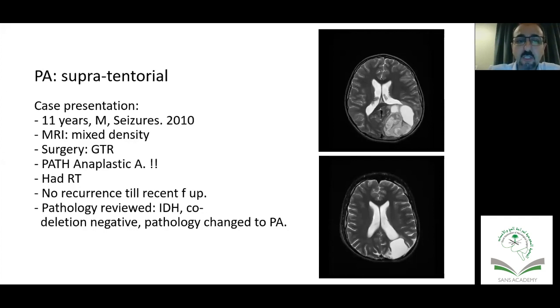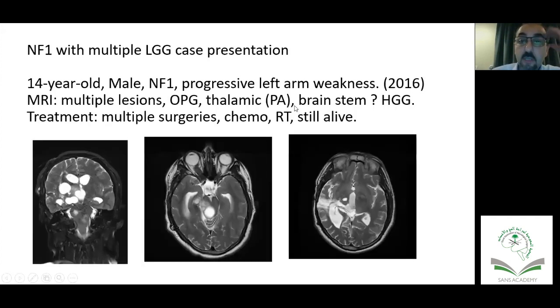So imagine a child had pilocytic astrocytoma, where treatment is total resection, and he's cured. And then you give him radiotherapy. That's why getting the proper pathological diagnosis is really crucial. Now, this is another example, a supratentorial pilocytic astrocytoma coming with an NF1 case, okay?